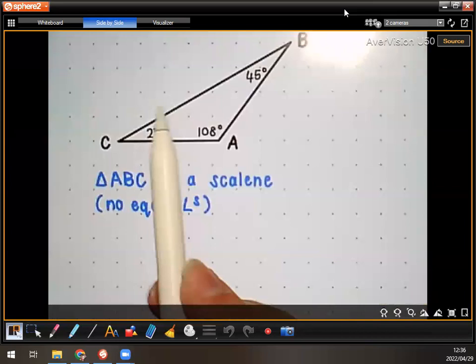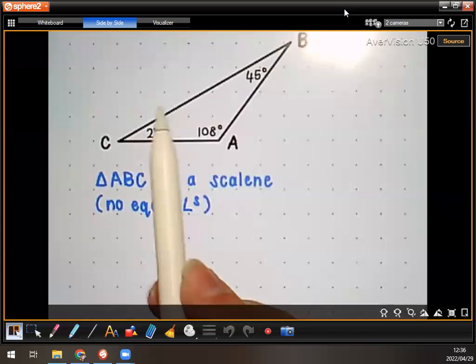Okay, so what did we say? We have no equal angles, so that's going to be scalene. So I'm going to write scalene. How did I know that? I'm actually going to write it in brackets: no equal angles. You don't really have to, but just because it's the first example, let's do that.